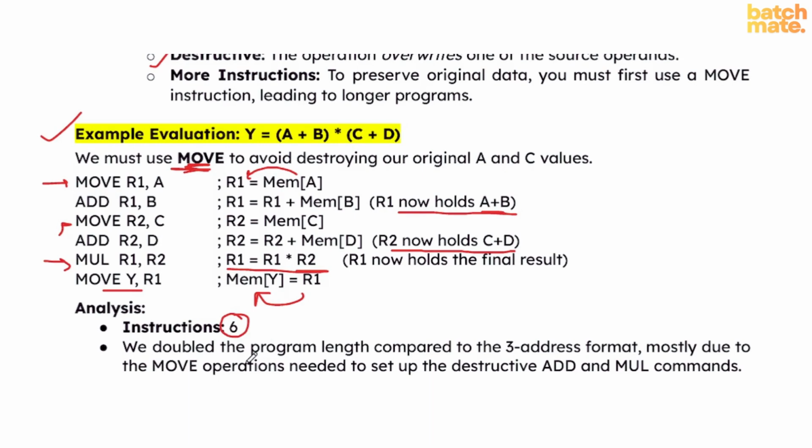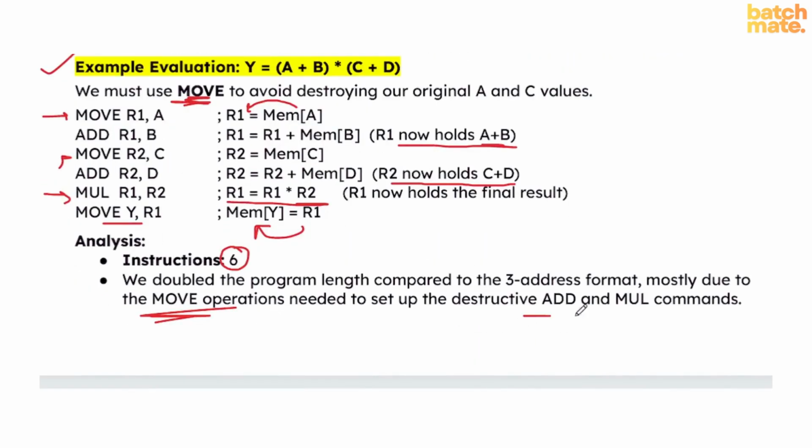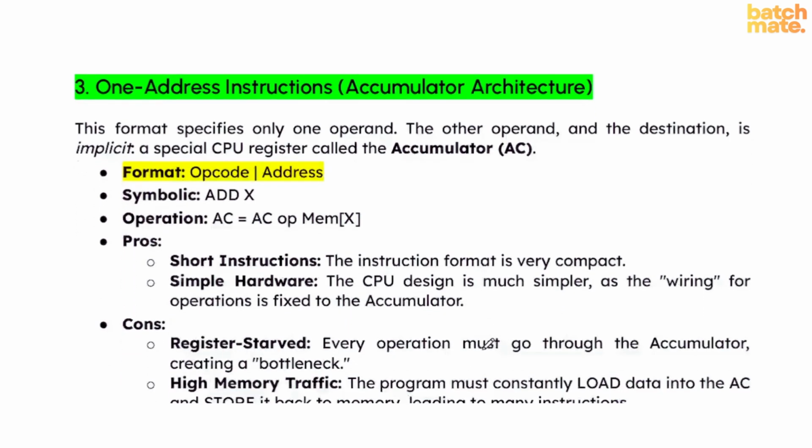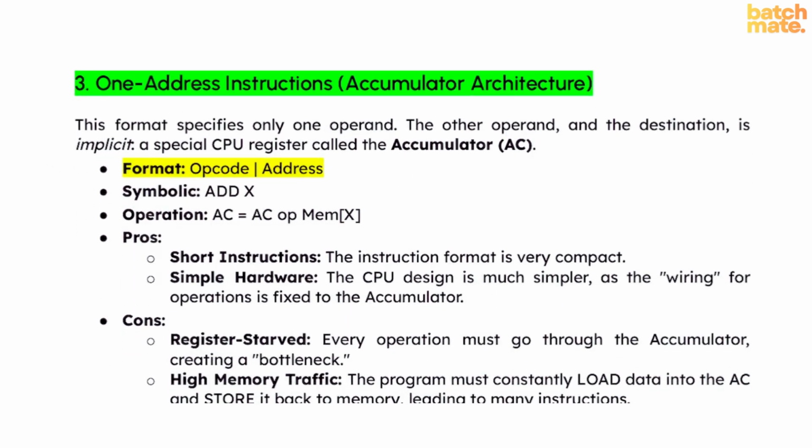We doubled our code length compared to the 3-address format. Why? Because we had to waste time moving data around just to avoid destroying it. Now, let's strip it down even further. What if we only have room for one address in the instruction?